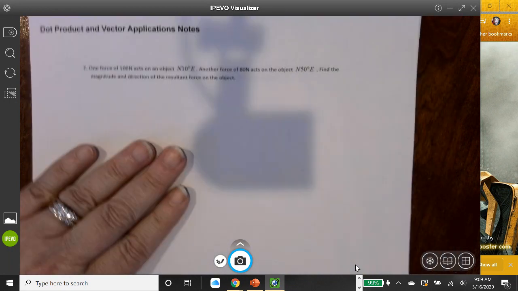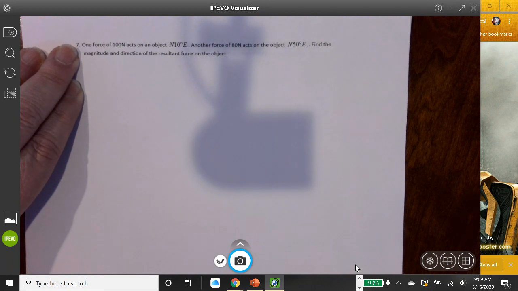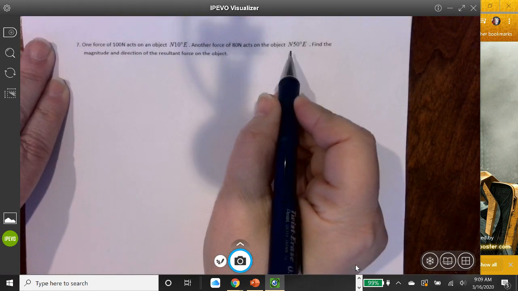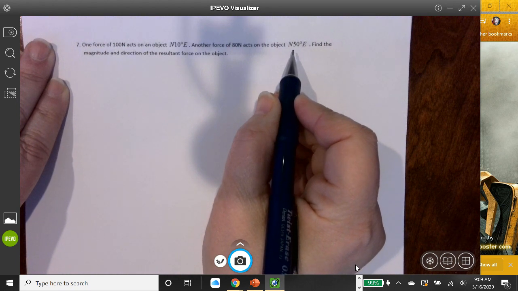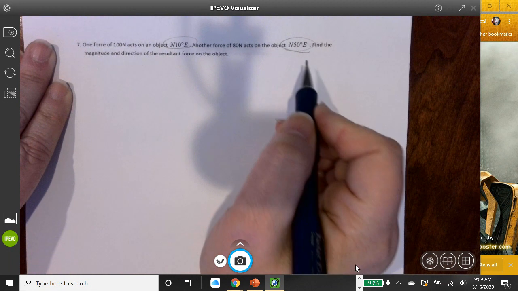Okay, here we go. One force of 100 newtons acts on an object 10 degrees east of north. Another force acts on the object 50 degrees east of north. Find the magnitude of the resultant and the direction of the resultant. So all we have to do is add these two forces together because they're acting on the same object. But they're giving it to us in bearing language.